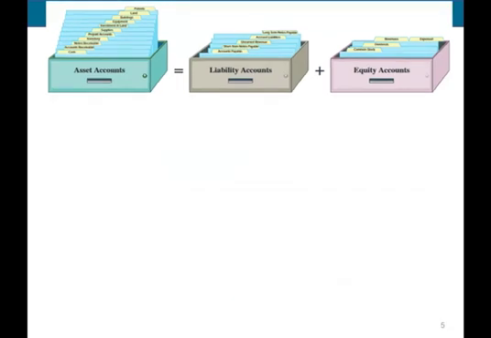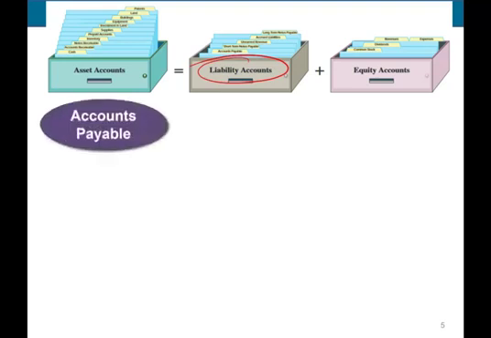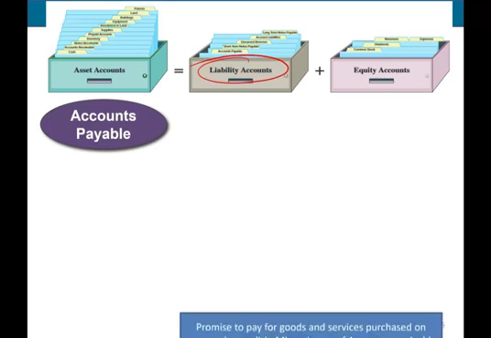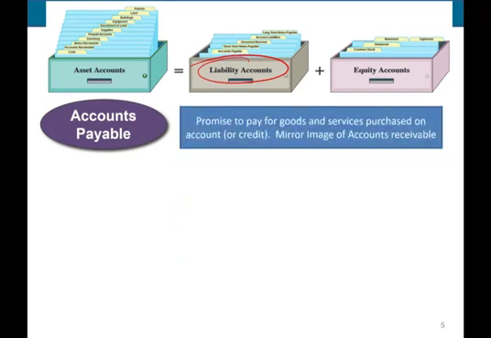The second category of accounts is liabilities. What are liabilities? Simply put, you owe something, in the form of a debt. The most common liability is accounts payable. And what is an accounts payable? It's a promise to pay for goods and services purchased on account, on credit. Simply put, it's the mirror image of an account receivable.